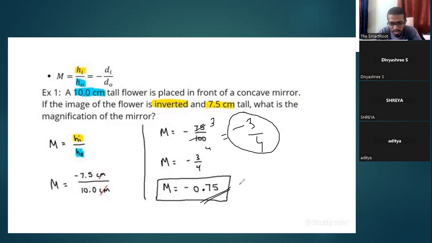Here, 3 minus 3 by 4 is nothing but 0.75. Okay, so this is how I calculate magnification. Hope everybody understood this. I want each and every one of you to put a thumbs up if you understood this. Do it quickly. Everybody put a thumbs up.